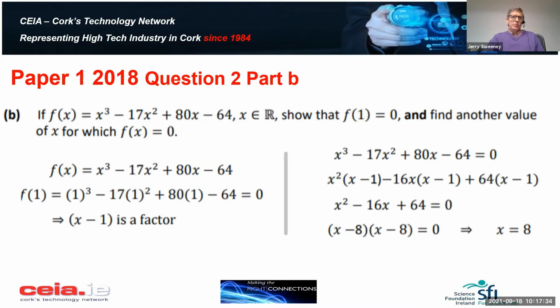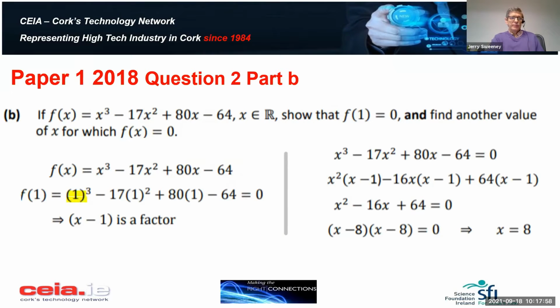So in part 2, we have to show that f of 1 is equal to 0. You can say, if you're looking at it from a plotting perspective, that y is equal to 0. And it's very easy to do that. You simply plug in 1 everywhere where you have x.